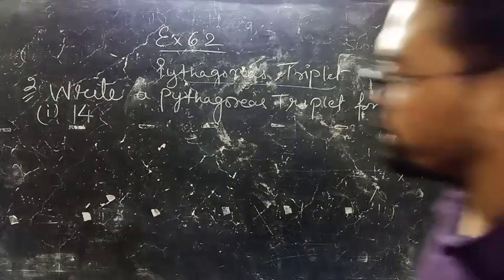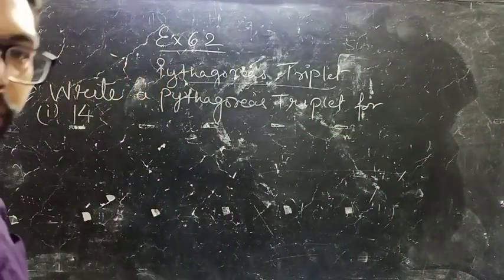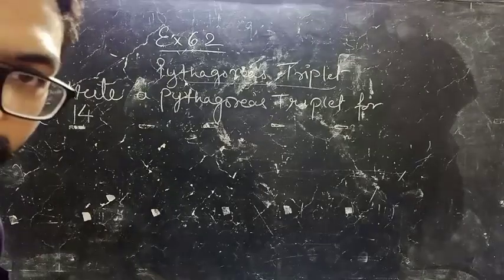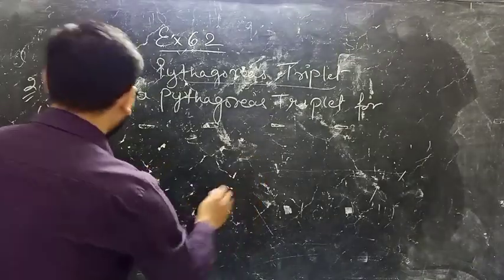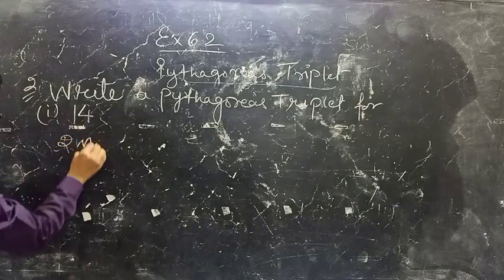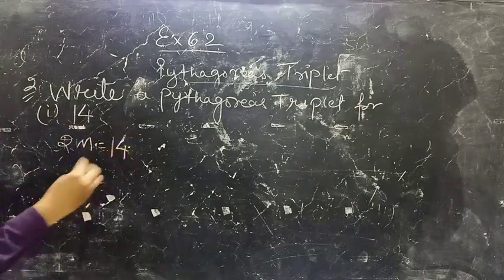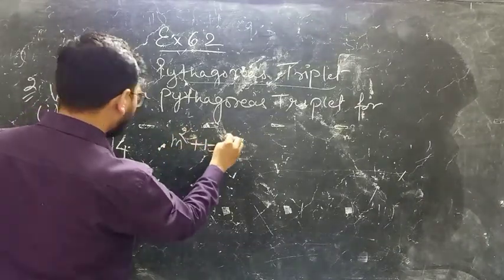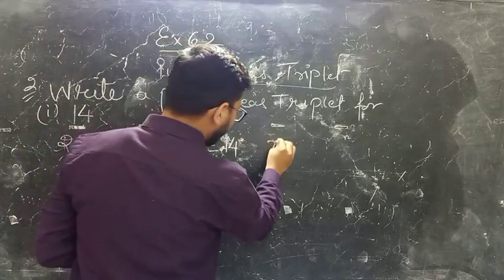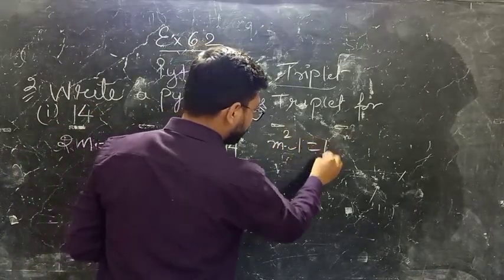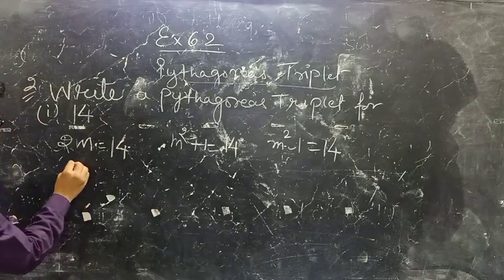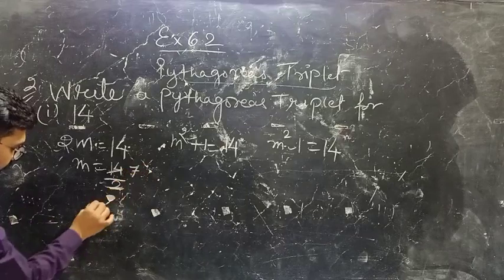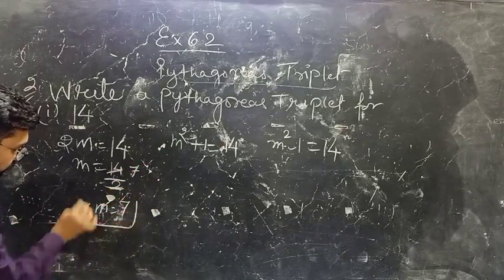Now the next part is, you need to write Pythagoras triplet for 14. Now, method is same, concept is same. First we put 2m is equals to 14, or you can put m square plus 1 is equals to 14, or you can put m square minus 1 is equals to 14. Here m is equals to 14 divided by 2, that is 7. So the value of m is 7, right?